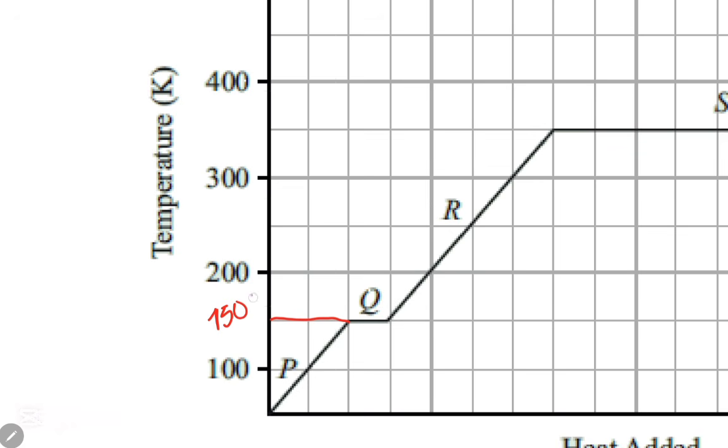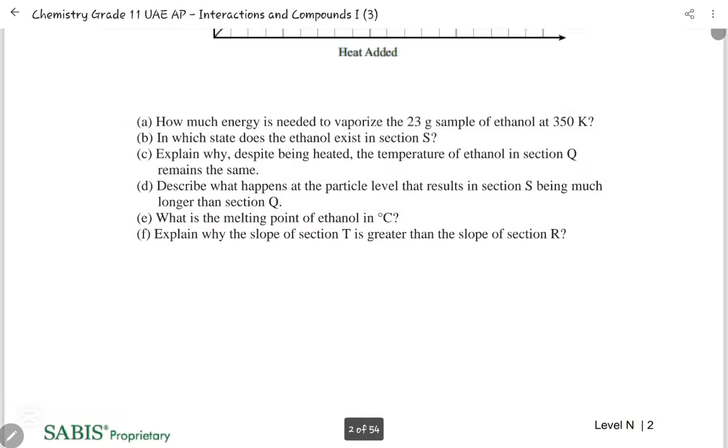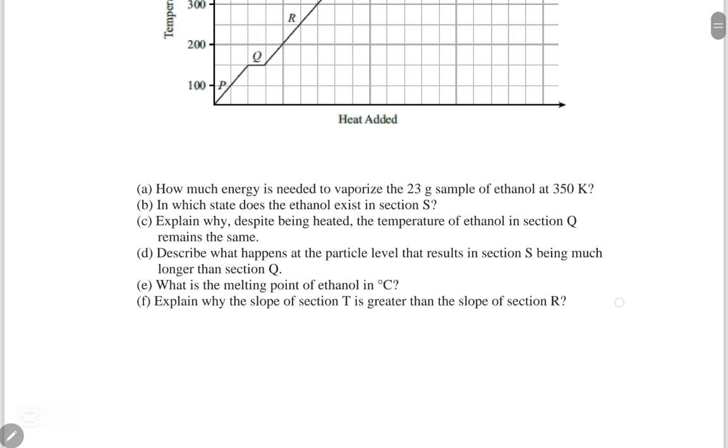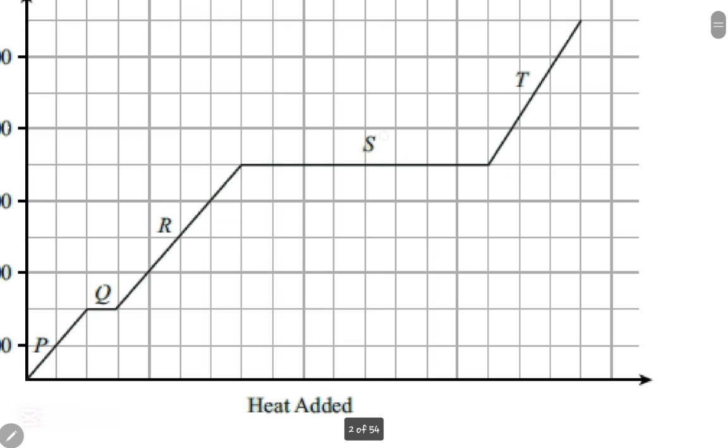Now I need to change it from Kelvin to degrees Celsius. So I'm going to subtract 273. So 150 minus 273 gives me minus 123 degrees Celsius. Okay, so that's it for part E. We'll move on to part F. So part F: explain why the slope of section T is greater than the slope of section R. This is a really, really, really good question.